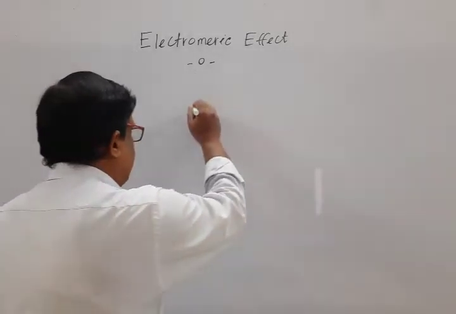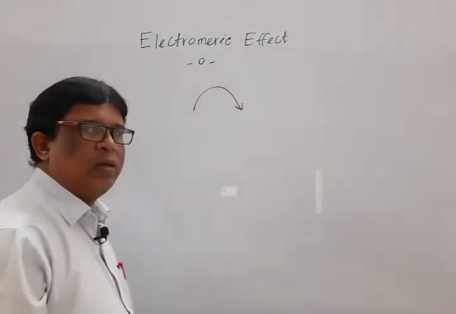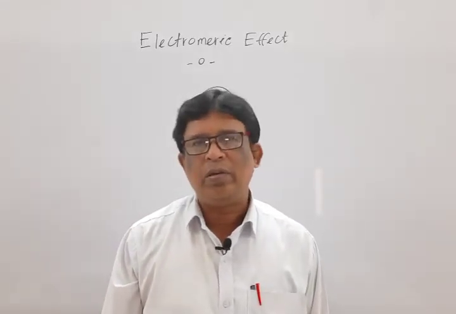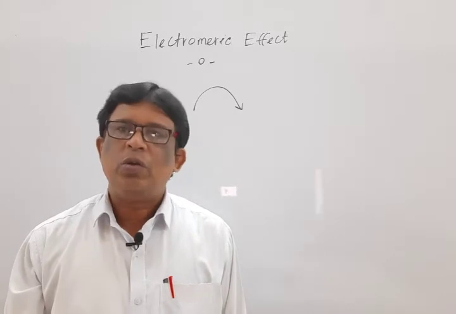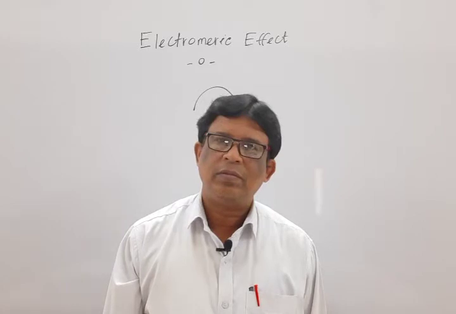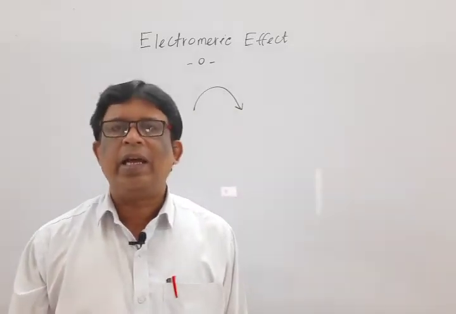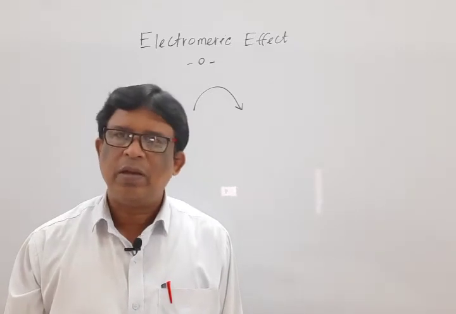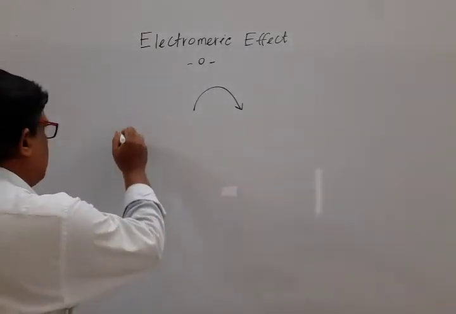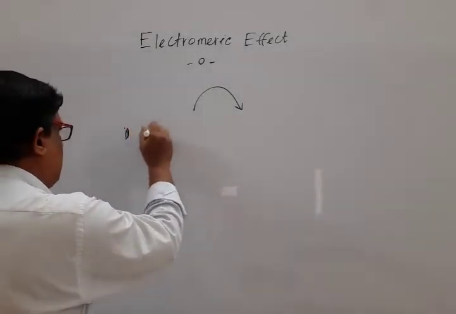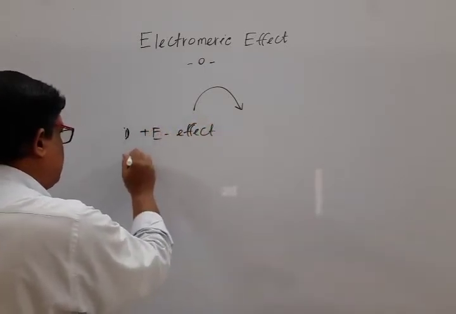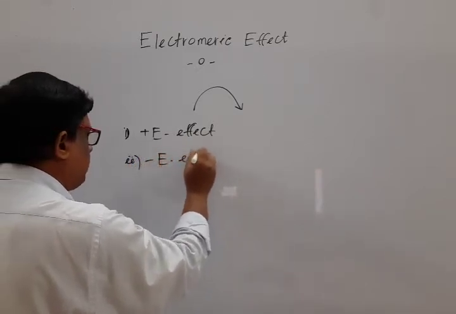Mark that. It is represented by a curved arrow mark, which originates from the middle of the multiple bond and points towards the other atom which is more electronegative. Like inductive effect and resonance effect, it is also of two types. One is known as plus E effect, mark that, and another one is known as minus E effect.